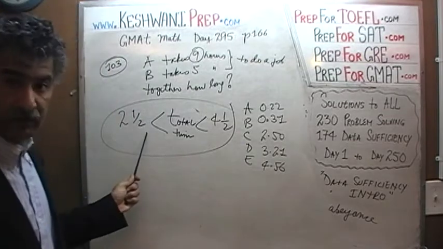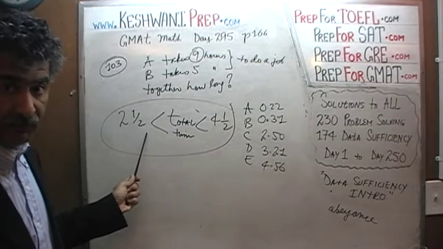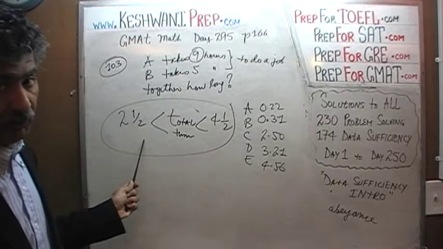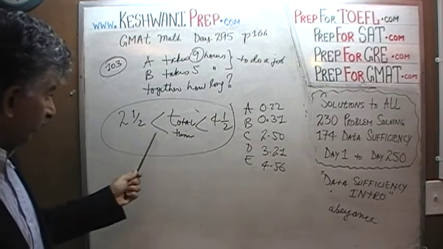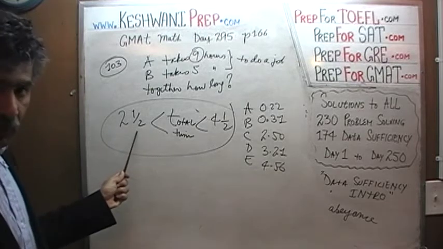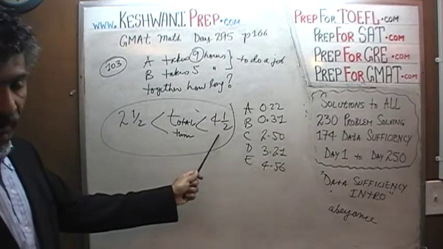It has to be something more than 2.5 hours. It cannot be 2.5 hours because both of them are not working as fast as the fast guy. So it's not an equal sign, you see? It has to be more than that. Same thing here. It has to be more than 2.5 hours and less than 4.5 hours.